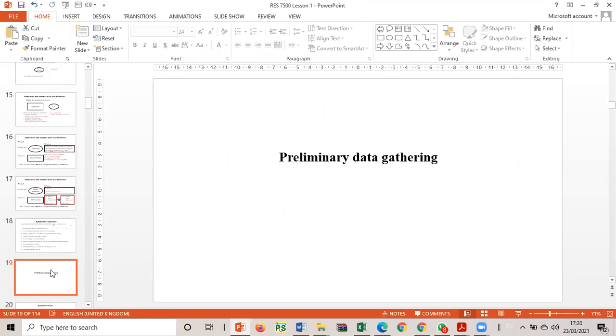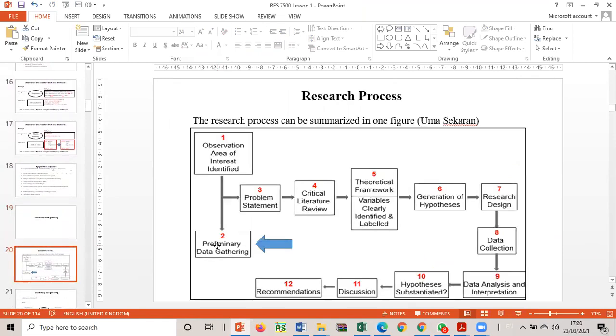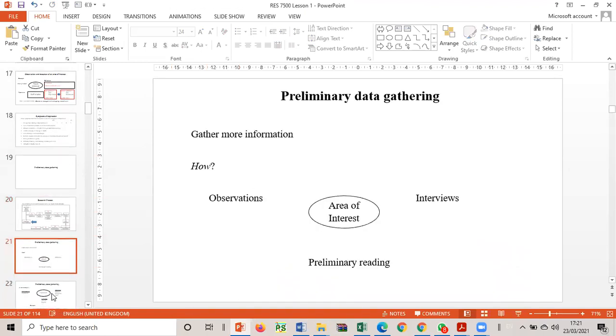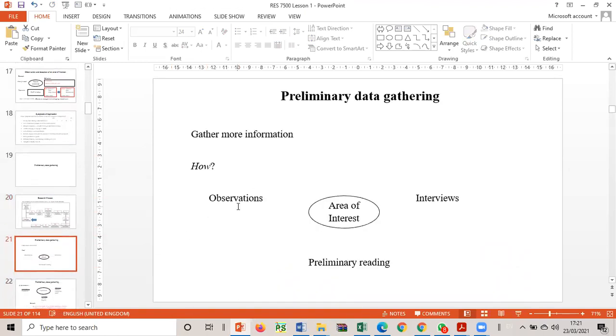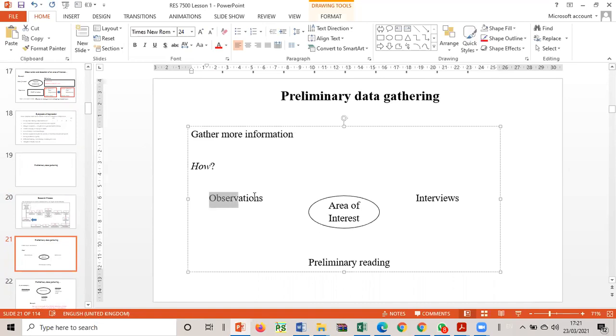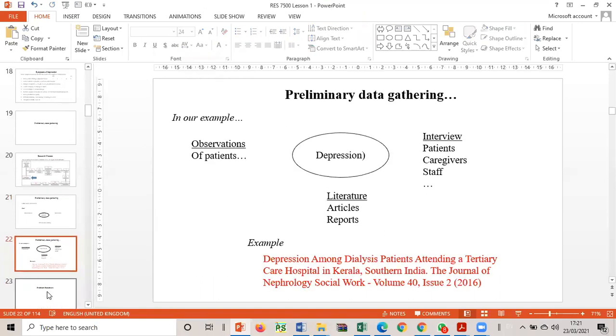All right, preliminary data gathering. Now you're moving to box number 2. We thought diabetic patients will be very depressed because they're not able to enjoy their life as others do. Is it really true or not? Preliminary data gathering: you can do 3 things: observe, interview, and do preliminary readings.